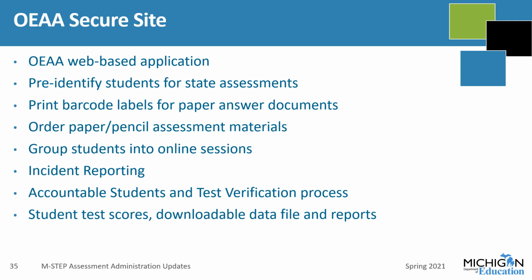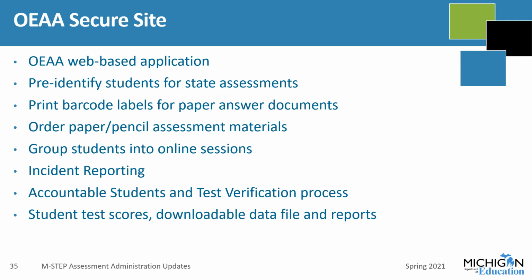In the OEAA Secure site, you will pre-identify your students for all state assessments. It's where you print barcode labels for paper pencil answer documents, in case you are not able to pre-ID before the deadline for shipping of barcode labels. As a note, if you did have any students pre-ID'd for paper pencil testing before the initial material order window, you will get a blank sheet of labels that you can use to print your barcode labels from the Secure site.